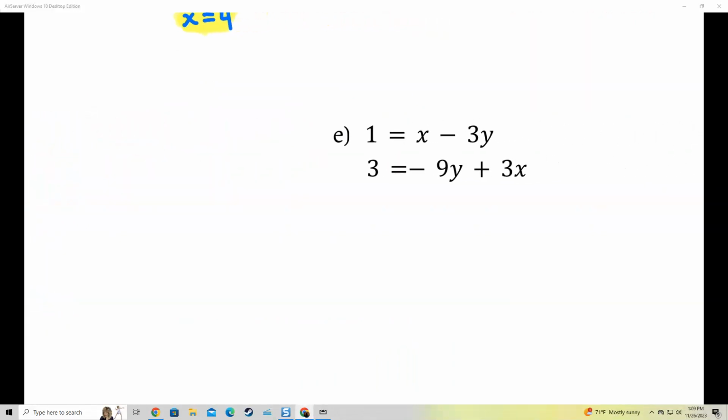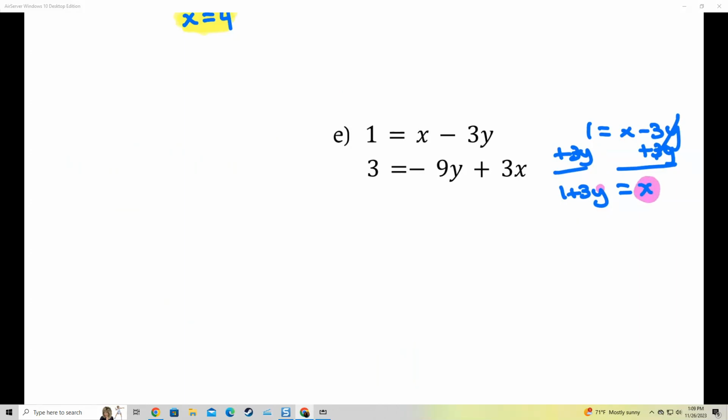All right, we're on to letter E. It says 1 equals x minus 3y, and then 3 equals negative y plus 3x. To me, it looks like the easiest one to get to by itself is going to be that x. So let me rewrite this. I have 1 equals x minus 3y, and I'm going to get that x by itself. So let me add 3y to both sides. When I do that, these are going to cancel, and I get 1 plus 3y is equal to x. I have solved for the letter x.